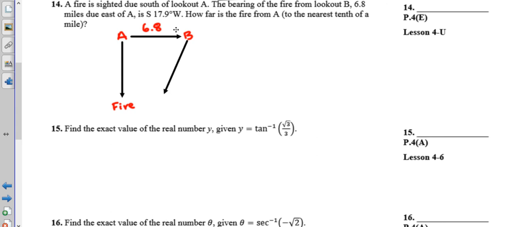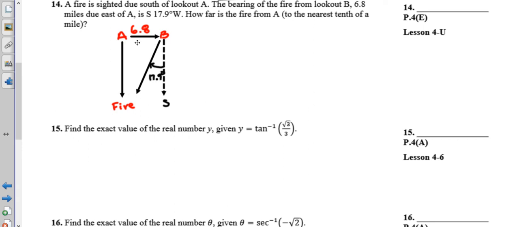So to make my drawing more accurate, I'm going to shorten this distance up so that this would more resemble an accurate drawing. So again, the way you would draw south 17.9 is you would first start off as if you're going directly south. And you'd say, okay, this is south. And then I would turn 17.9 degrees to the west.